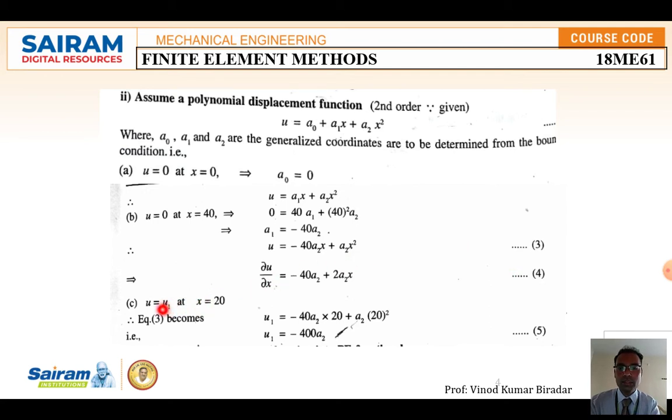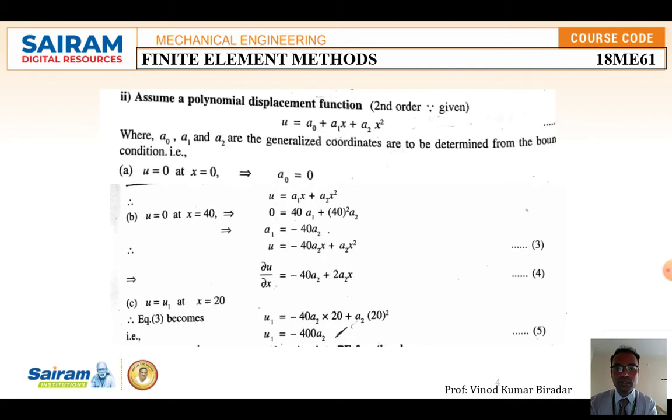Again, at the middle point, this is the boundary condition at the middle point. At u is equal to u1, at x is equal to 20, half of the length. So this equation becomes u is equal to u1, which is minus 40 a2 into 20 plus a2 into 20 whole square. Therefore, from this equation, u1 is equal to minus 400 a2. Call this equation number 5.